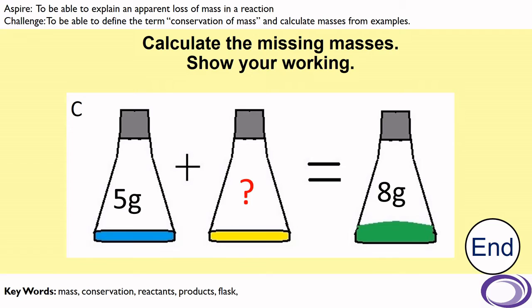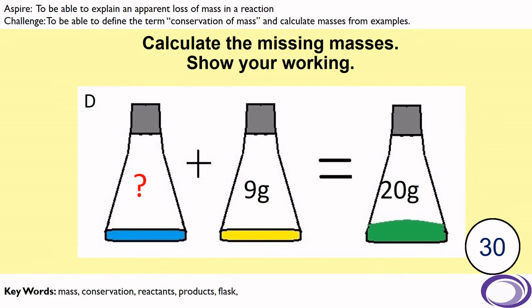Okay, so the answer was 3 grams, because you take the 5 grams away from the products that you formed, and that leaves you with 3 grams for the missing reactant. Have a go at one more.